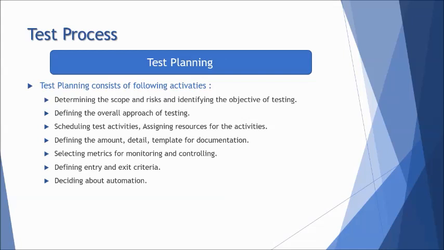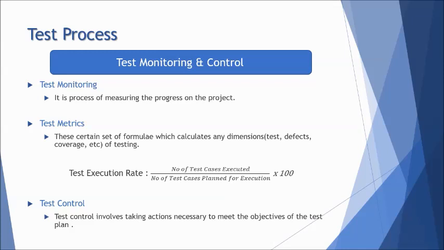Let's move to the next one. We call it test monitoring and control. Generally, this is the process of monitoring the progress on the project. So generally, you define certain activities to be done as a part of the overall phases. So how can the monitoring be done? Because monitoring is something which will tell you what is happening, what is ongoing on the project. So you define certain metrics, which are some type of calculation, some kind of formulae, which will help you to measure an entity. And there are several dimensions which can be measured with the help of metrics.